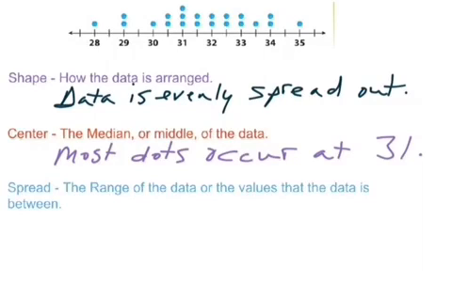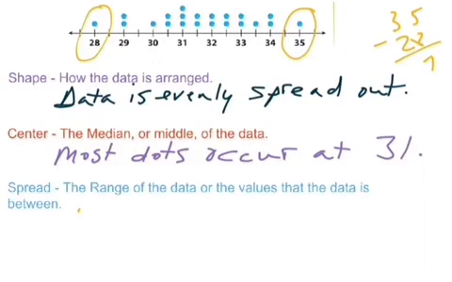Thirdly, we have the spread, which talks about basically the range or the values that the data is between. Well, the beginning of our data is at 28, and the end of it is at 35. So essentially, we could say basically two things about our data. We could get the range, and that's basically 35 minus 28, which I believe gets you 7. So you could say that the range equals 7.